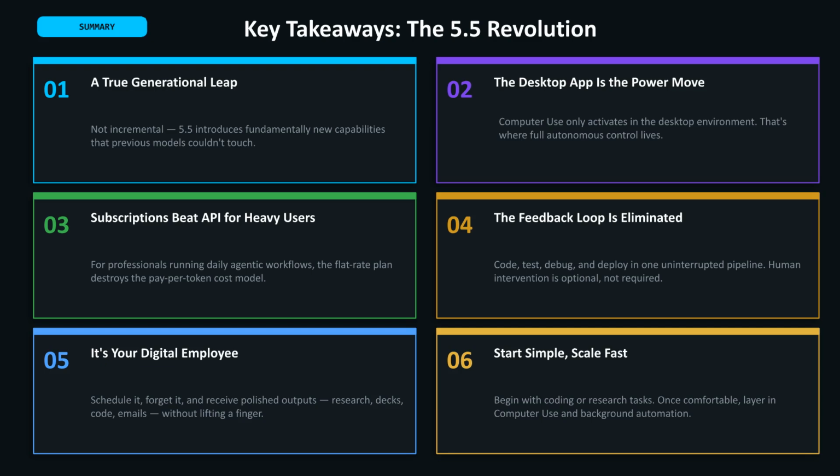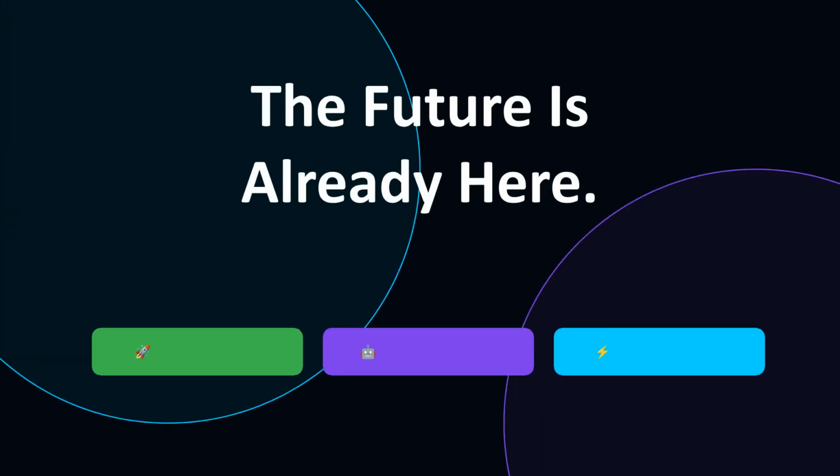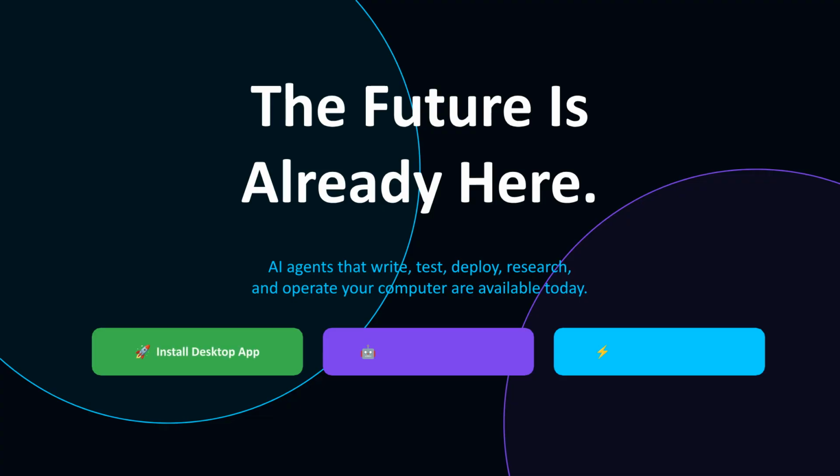The development feedback loop is eliminated, and the AI acts as your digital employee, allowing you to start simple and scale fast. The future of autonomous agents that write, test, deploy, research, and operate your computer is here today. Start by installing the desktop app, enabling computer use, and running your first agentic workflow.